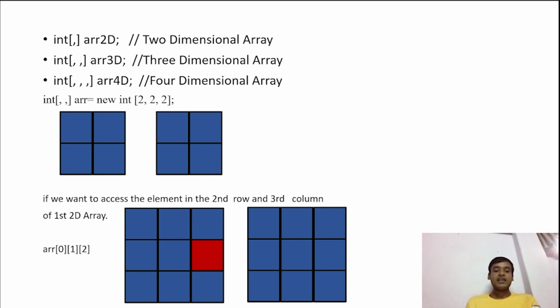Let us take another example of a three-dimensional array, where each 2D array has 3 rows and 3 columns. If we want to access the element in the second row and third column of the first 2D array, we have to specify something like this: array of 0, 1, 2. Here 0 indicates the first 2D array, 1 indicates the second row and 2 indicates the third column. Then finally, we can access the particular element. Here is the element, colored in red.